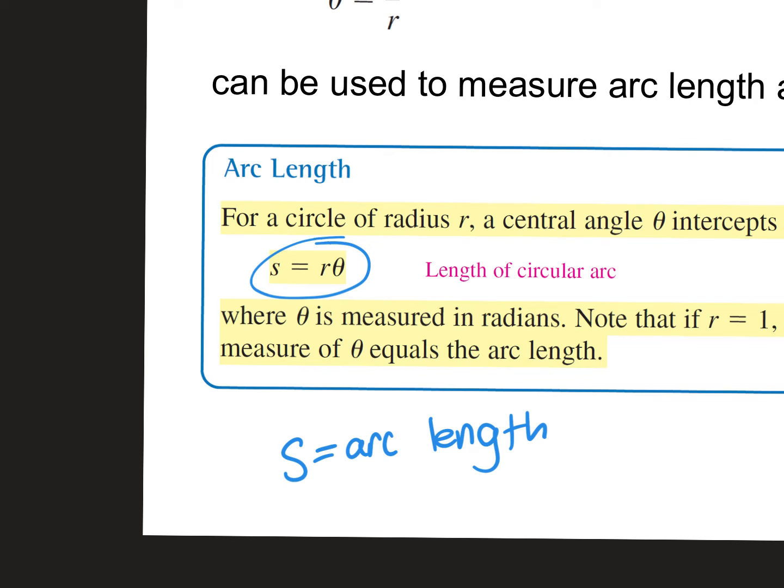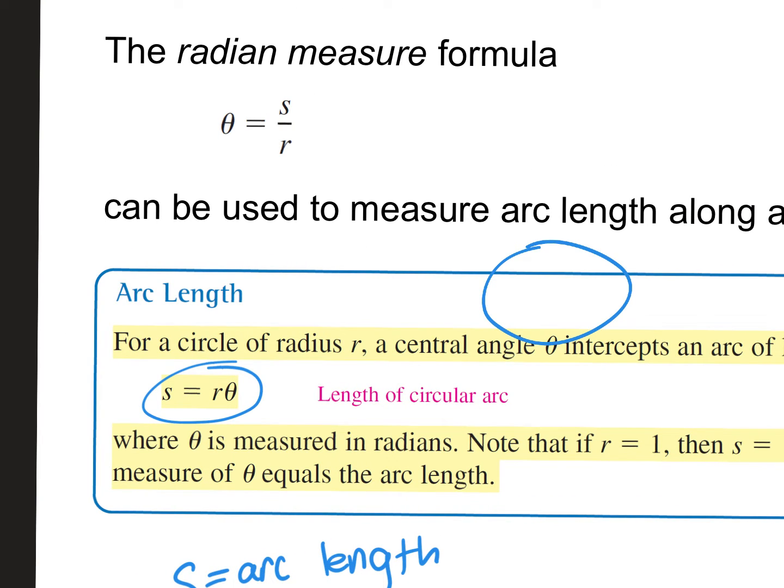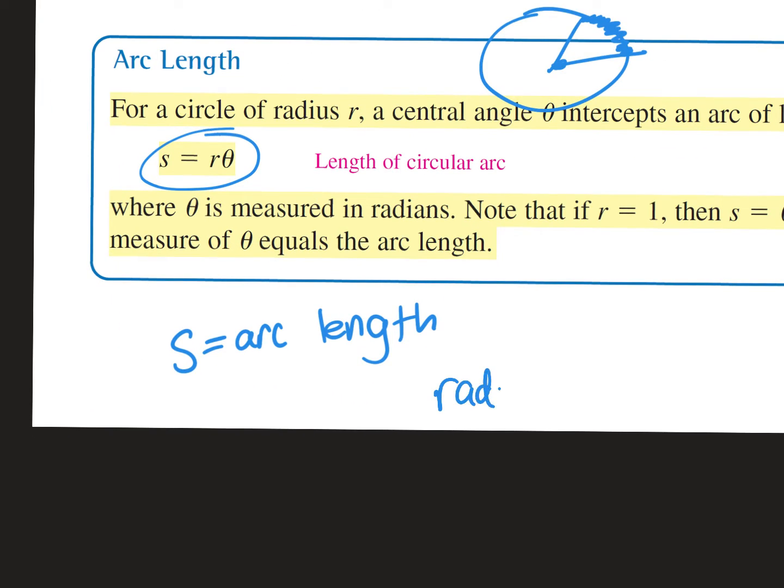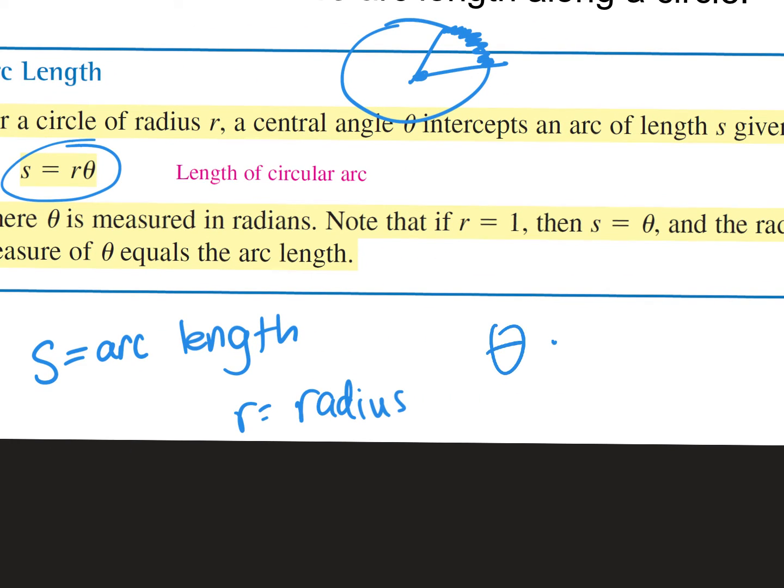Anybody know what an arc is? Like here's my circle, right? And then I have here, this is your arc. Yeah, like the crust of the pizza. So we're talking about arc length. Okay, so R is your radius. R is your radius. And theta is your central angle.